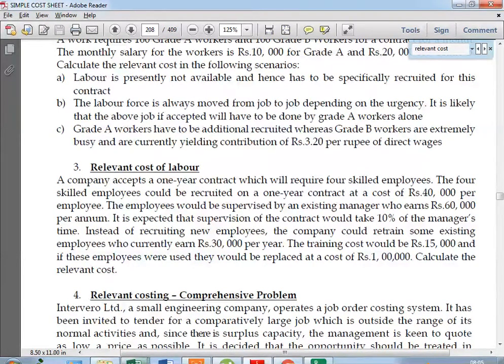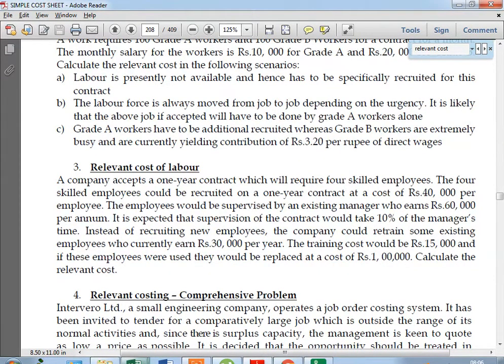I cannot recover this 60,000 or 10% of 60,000 from this contract because it is irrelevant. Why relevant costing is calculated is, some of the contracts will be very closely competitive, so you may have to reduce your price. So I calculate the minimum price to be charged. It's your wish whether you want to charge it or not. We are just telling what the minimum price is. So if I recruit people, the relevant cost is 1,60,000. We'll write it in some time. I'll give a note on the supervision part.